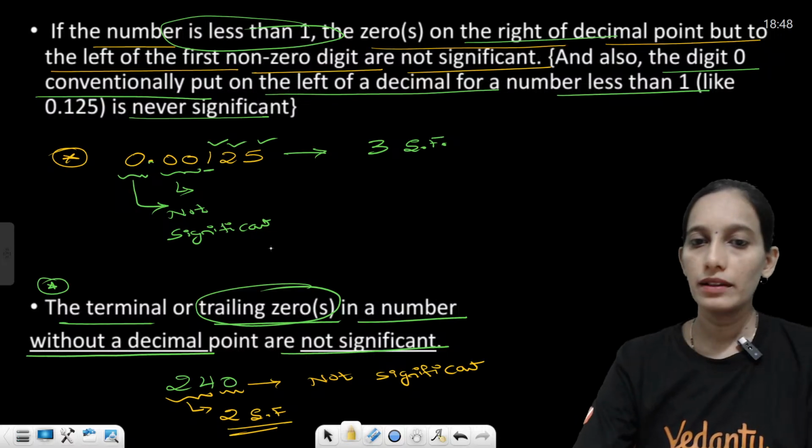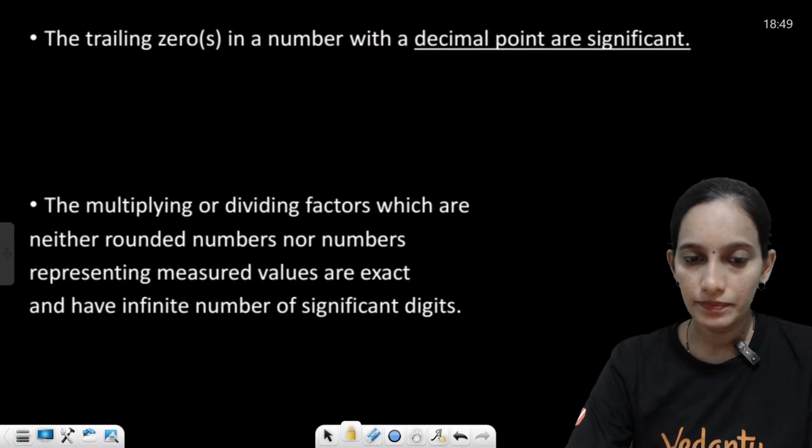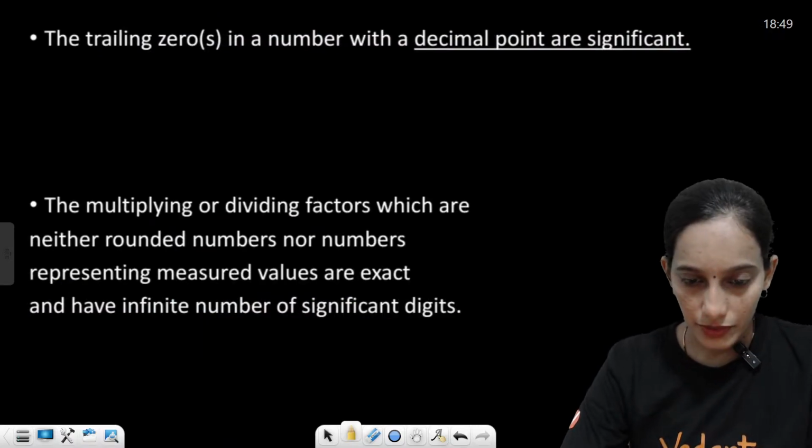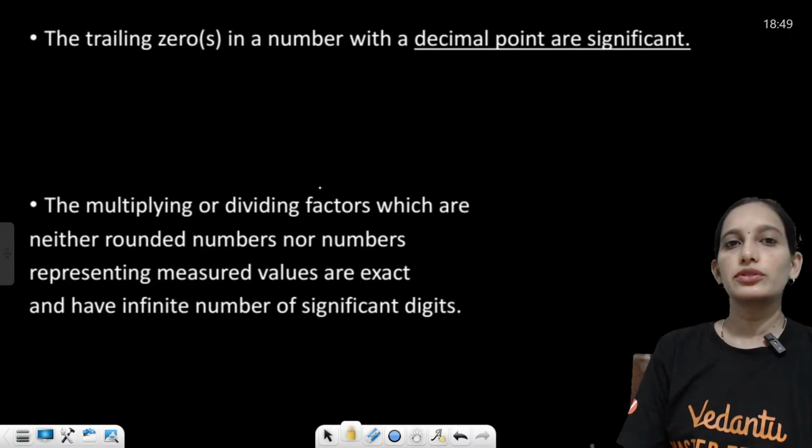So this is another rule in terms of significant figures. If you have any doubts, please raise them in the chat box. I'm looking for some doubts if you have. I think there are no doubts mentioned here. Okay, moving ahead to the next one.